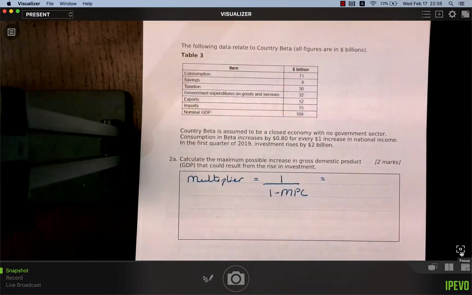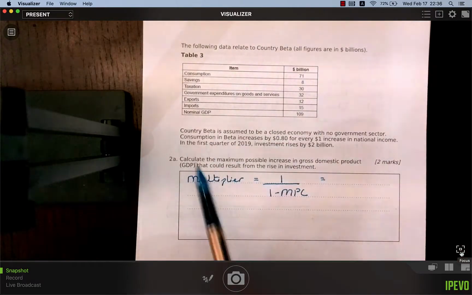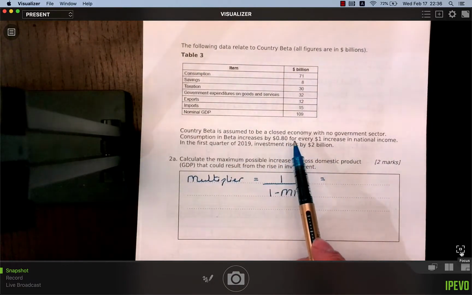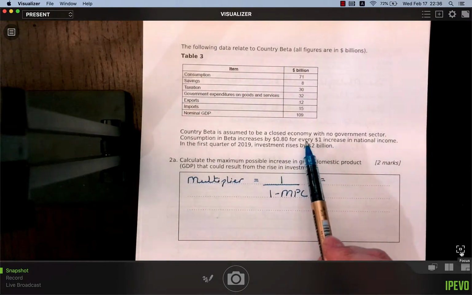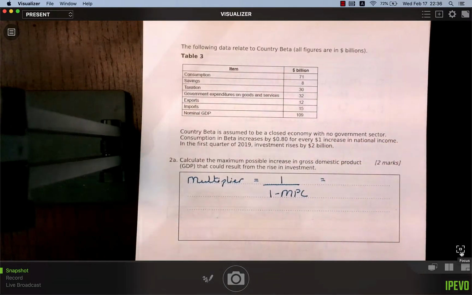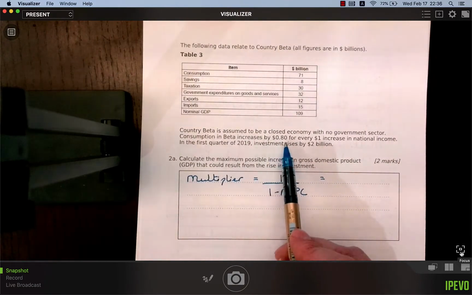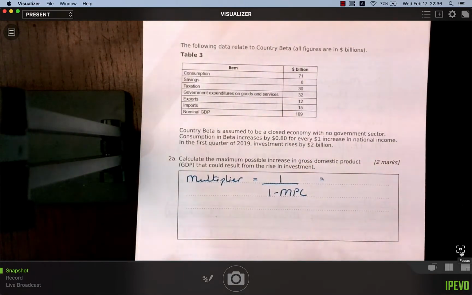Again, you can usually ignore all of this, but here is the bit that we're looking at. Country beta is assumed to be a closed economy. That means no international trade, so no MPM. A closed economy with no government sector means no taxes and no MPT. Consumption in beta increases by 80 cents for every $1 increase in national income. That's an MPC of 0.8. Remember that. I'm going to write that down here.